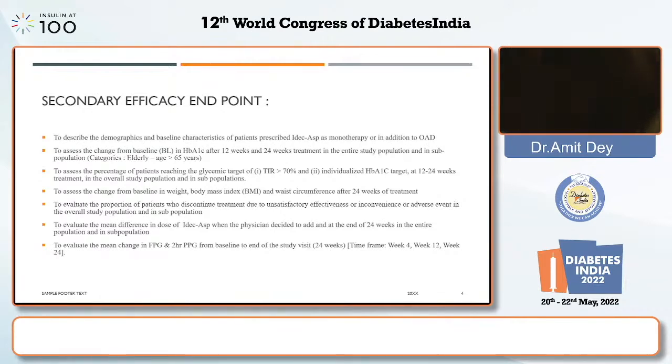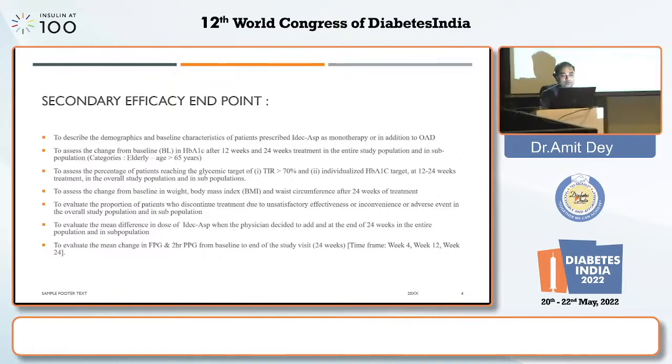This is something that can come out of a real world study: we are going to assess the proportion of patients who discontinue their treatment due to unsatisfactory effectiveness, inconvenience, or adverse events in the overall study population as well as in the subpopulation. We are also going to evaluate the mean difference in the dose of IDegAsp when the physician decided to add, and at the end of 24 weeks, in the entire population as well as in the subpopulation. So you start your patient on some dose and then you up-titrate or down-titrate. So we're going to see the change in the dosing that has happened.